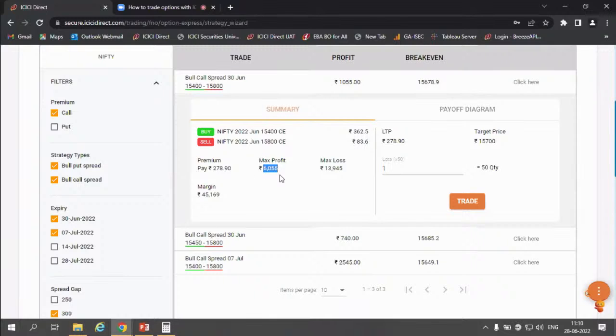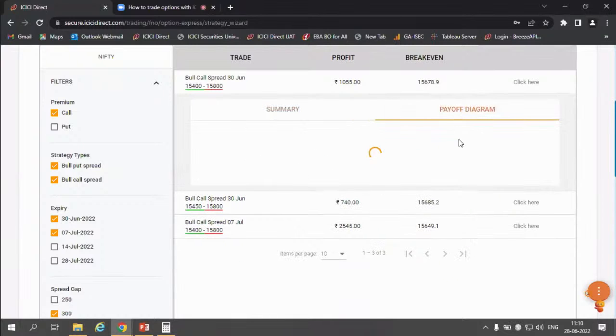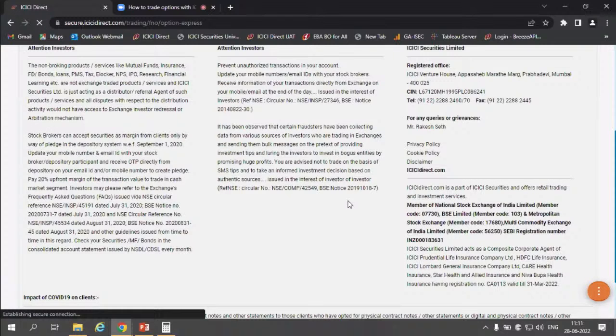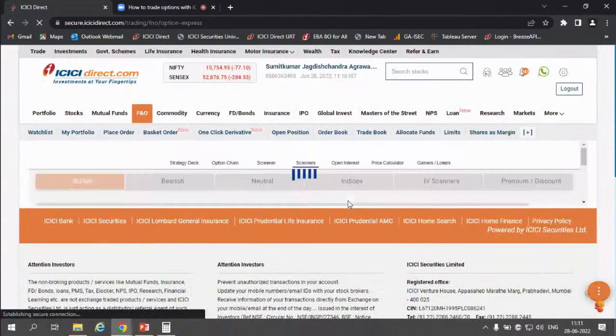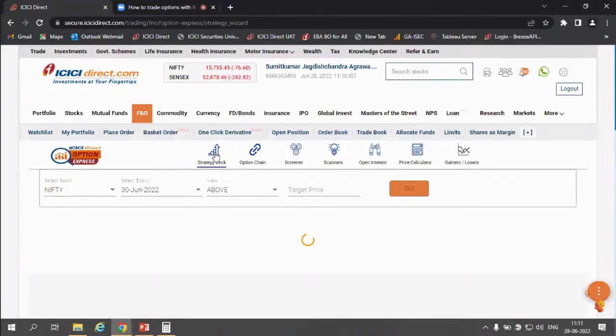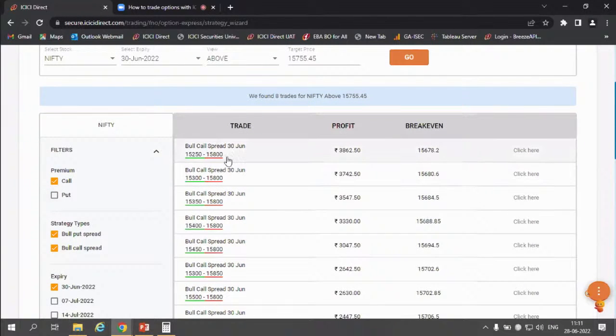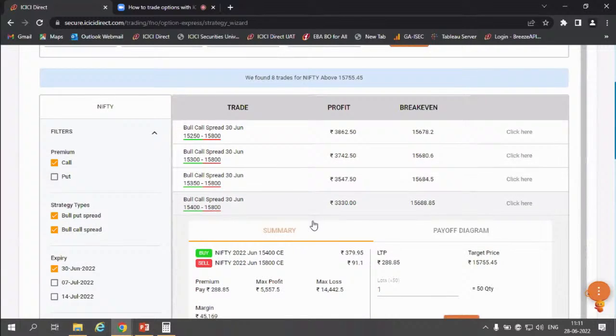If it is difficult for people to understand what is happening and why, all you can do is simply click on the payoff diagram, and you will be able to see the chart. It's taking a bit of time. Just a sec. Click on strategy deck. Let me go with the bull call spread, 300, 800, 400, 800. Here it is.